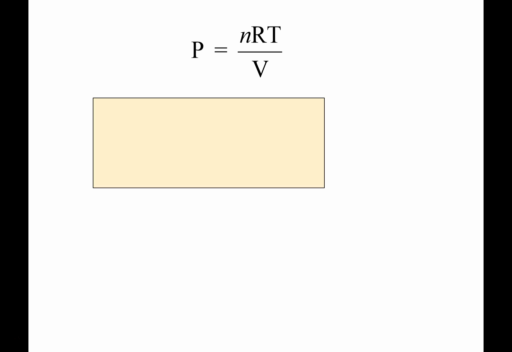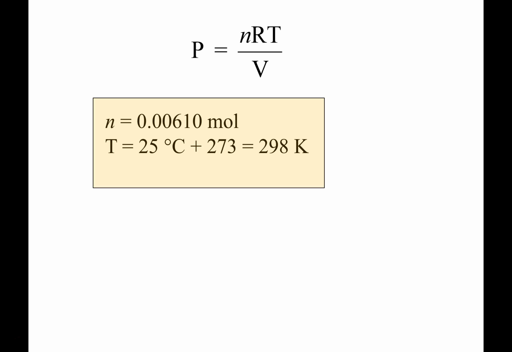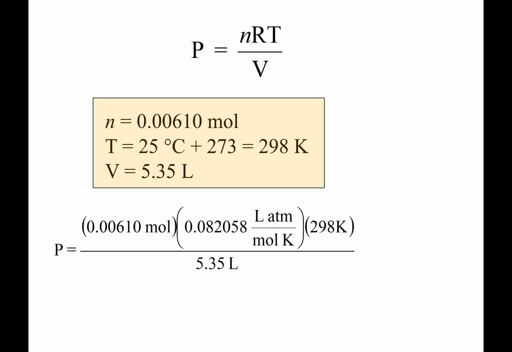And so then, what else do we need? We got that one. The T, I figured we need to fix our temperature. So we have 25 degrees Celsius, and it's to the nearest 1, so we don't have to worry about the 273.15. We just add 273 units. That gives us 298 Kelvin. Our volume was 5.35 liters. And the value of R we're going to use is 0.082058 liters atmospheres per mole Kelvin.